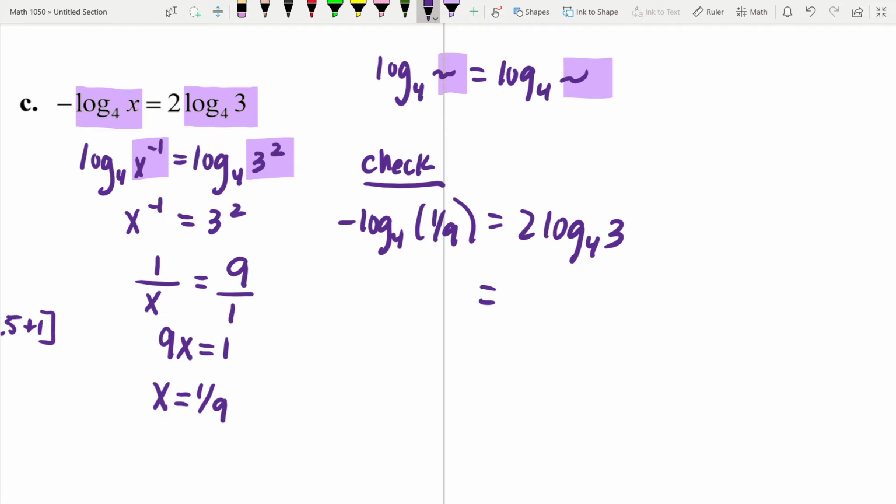Okay? Okay, everybody go negative log 1 divide 9, close it off, divided by log 4, close it off, enter, and I got 1.58. Right hand side. 2 log 3, close it, divided by log 4, close it, enter. I got 1.58. It works out fine. X equals 1/9.